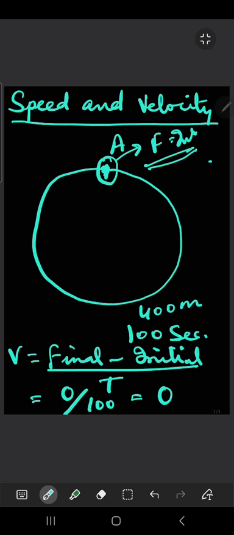That means if someone is moving in a circular path and the starting point and the end point are same, so the difference of final position and initial position would be 0. So in this case your velocity will become 0, whereas your speed is 4 meters per second. So that is the major difference between speed and velocity, and this difference only comes because of displacement and distance.